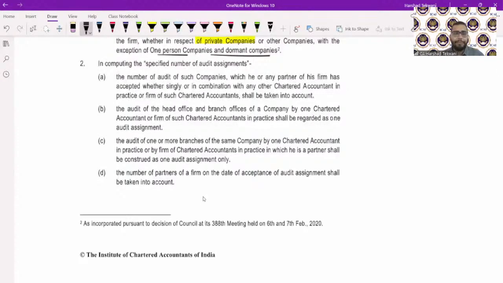Again, head office, branch office. Audit of head office and branch office of a company shall be regarded as one audit assignment. Audit of one or more branch offices will be regarded as one audit assignment only.